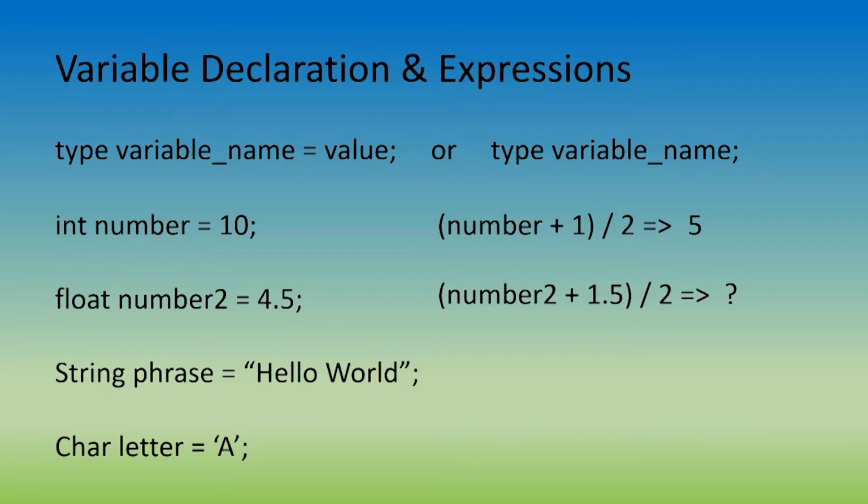Now, take a moment to think about what the second line outputs. 3, right? But because there is at least one float in the expression, the output should be a float as well.